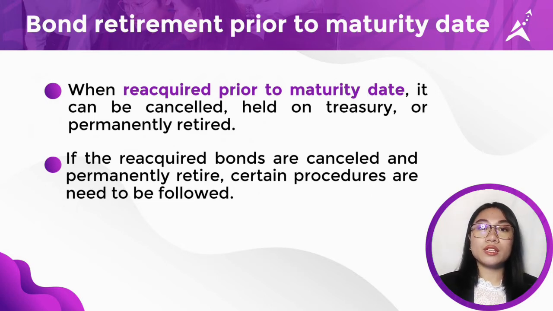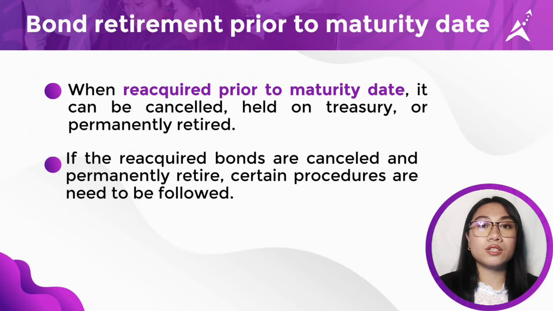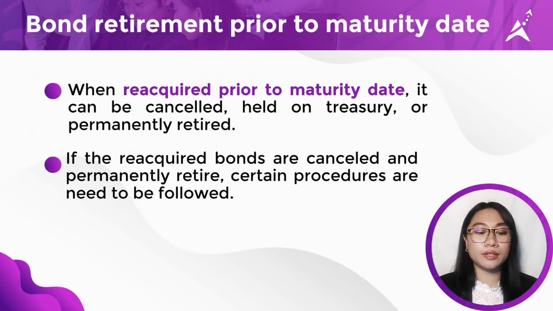Or, pwede rin na masyadong nagbabago-bago yung interest rates, and ang ginagawa ng mga company is tina-take advantage nila yung mga mas magagandang borrowings, and then nagre-refinance sila. So also pwede rin ayaw na nila magbayad ng interest, ayaw na nilang puro sila nagbabayad ng interest or outstanding debt. So, ang ginagawa nila, nire-retire nila yung bonds ng mas maaga kumpara doon sa maturity date.